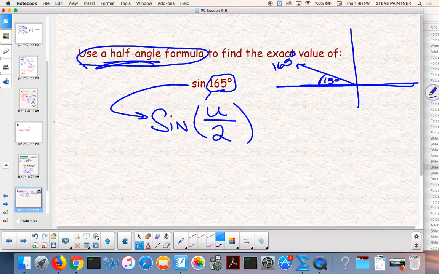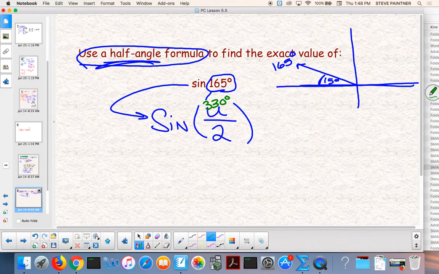Anybody know what u is? 30. Okay, I'll put a 30 there. Is 30 divided by 2 165? I think it's 330, right? Guys, listen. The answer should have been 330 degrees. Divided by 2 is 165.